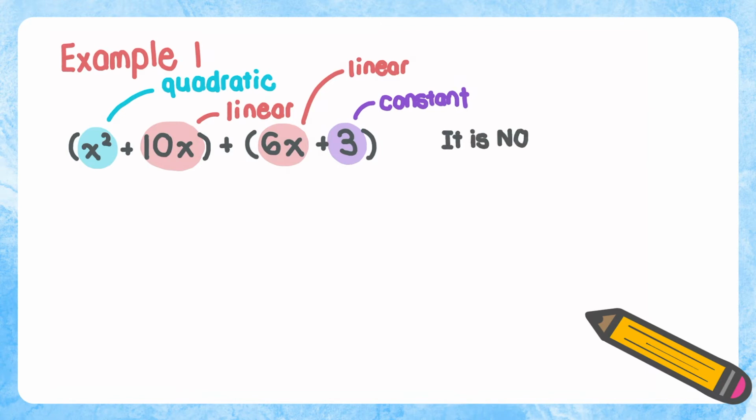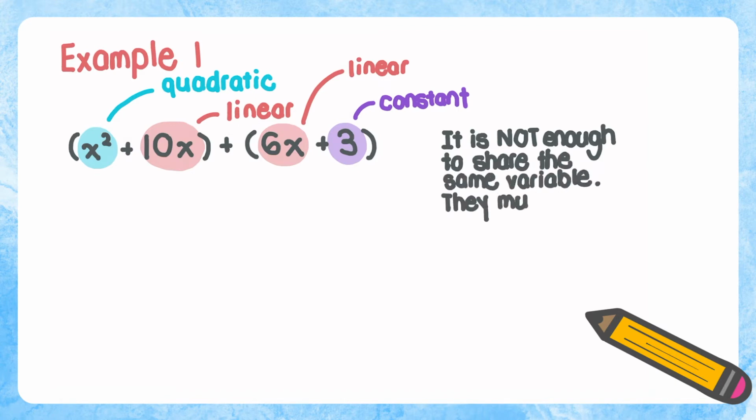And so the important thing to remember when you want to combine like terms is that it's not enough just to share the same variable. You also have to share the same degree as well. So for example, x squared and 10x, you can't combine those because although both have the variable x in it, x squared is a quadratic and 10x is a linear term. So they don't have the same degree, so you can't combine them. You can only combine terms if they have the same variable and degree.